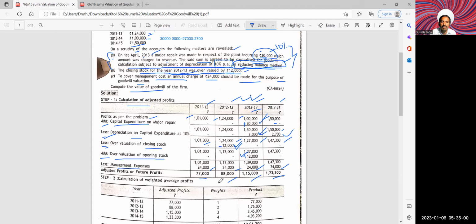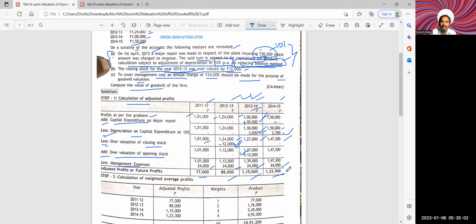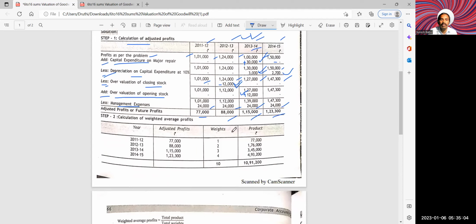See, 77, 88, 1,15,000, 1,23,300 means the profits are increasing in order, one after the other year. Next, second step, calculation of weighted average profits. This is the year, these are the adjusted profits. Weights 1, 2, 3, 4, and product.